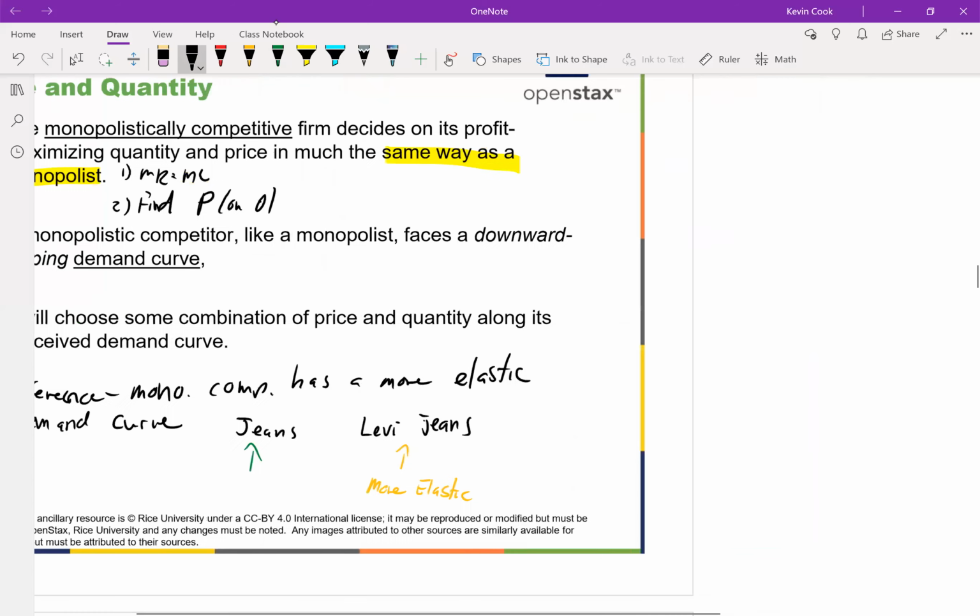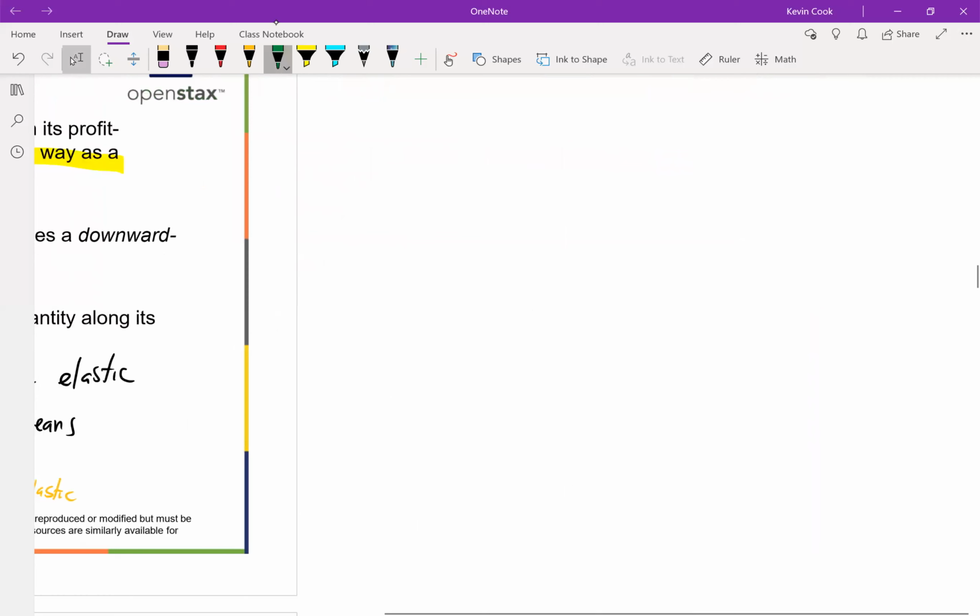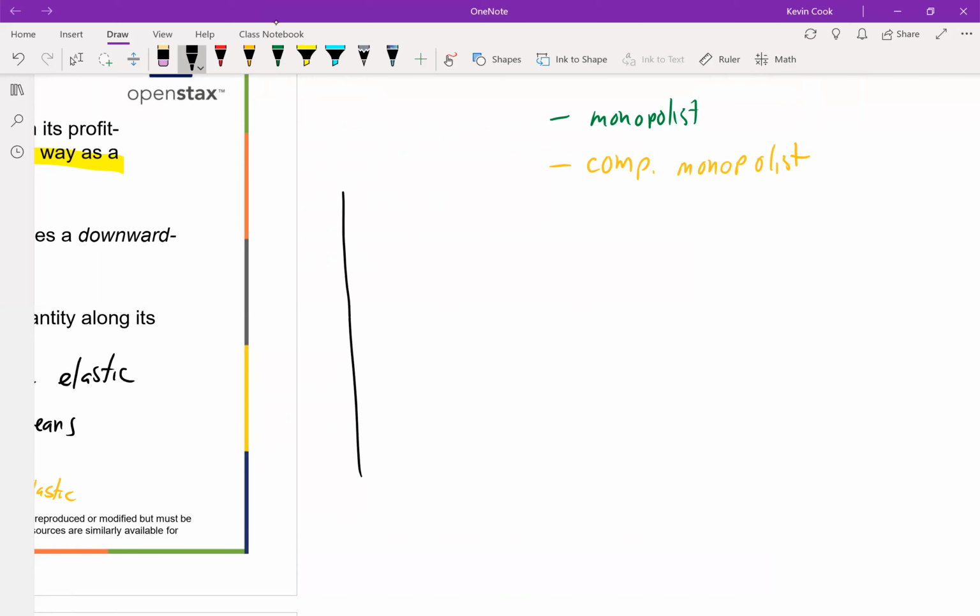is, suppose we looked at two firms. The first is a monopolist, which we talked about last week. The second is a competitive monopolist. And what we'll tend to see happen is something like this. On the y-axis, we have dollars, and on the x-axis, we'll have our quantity.